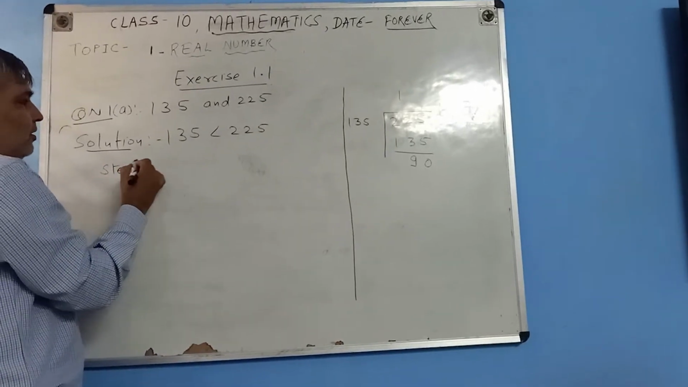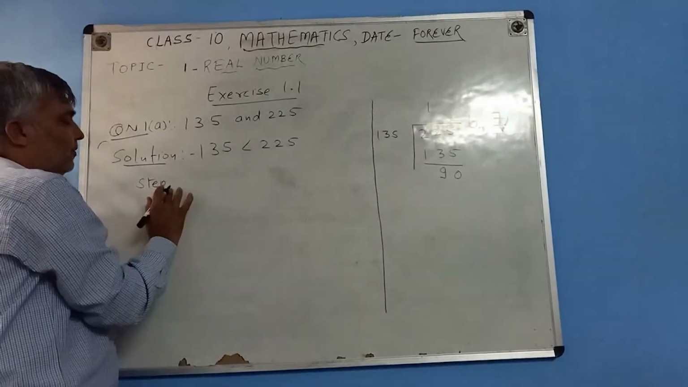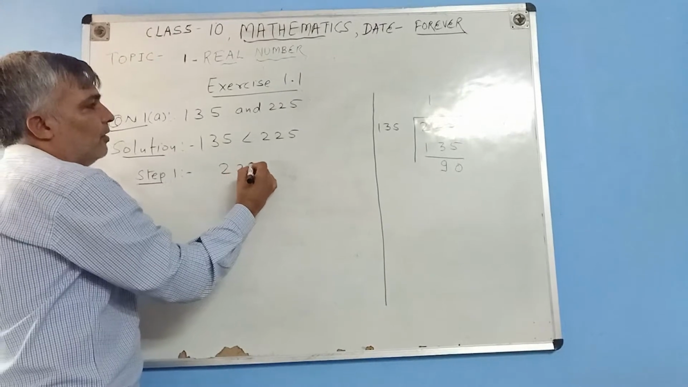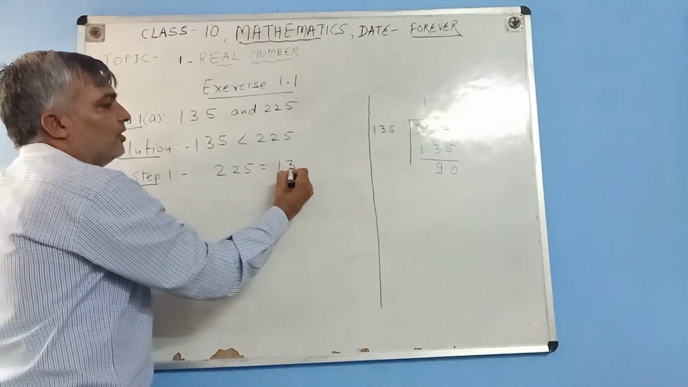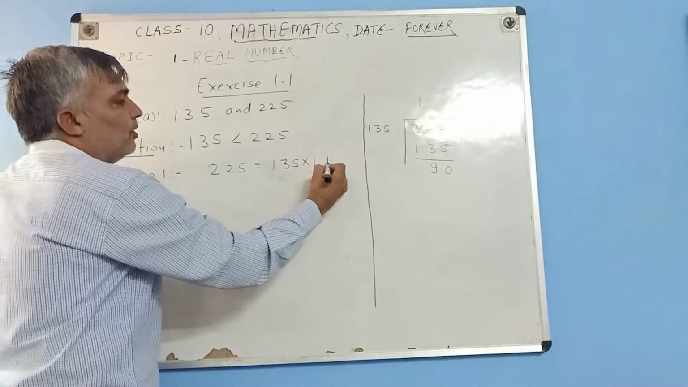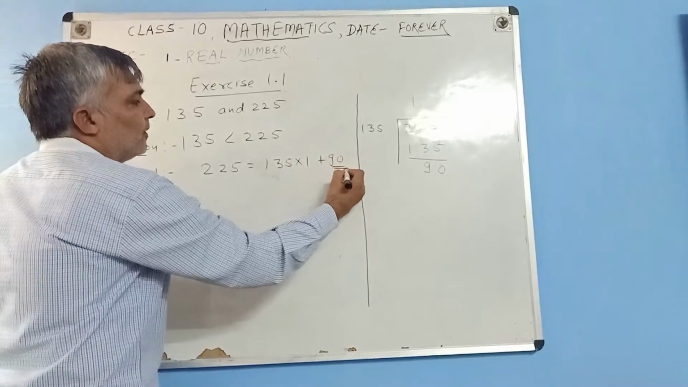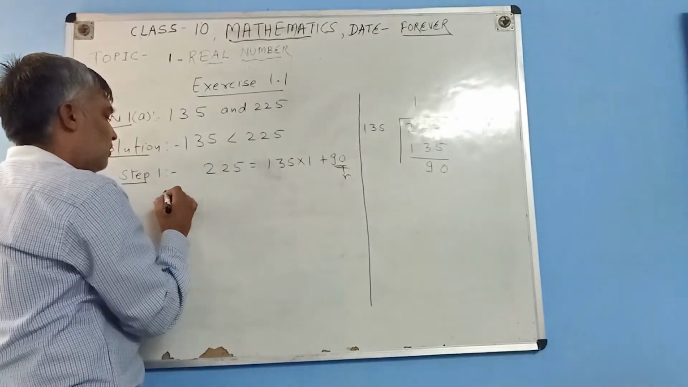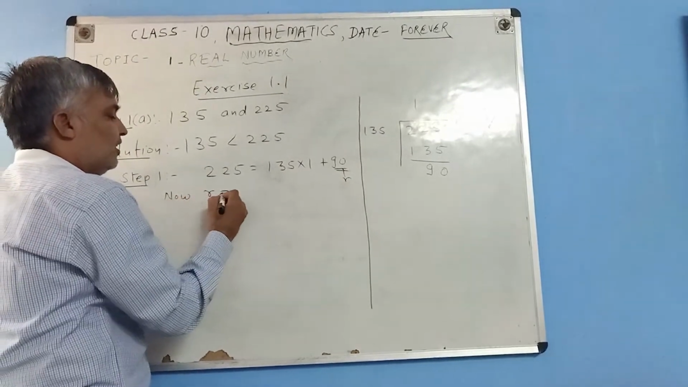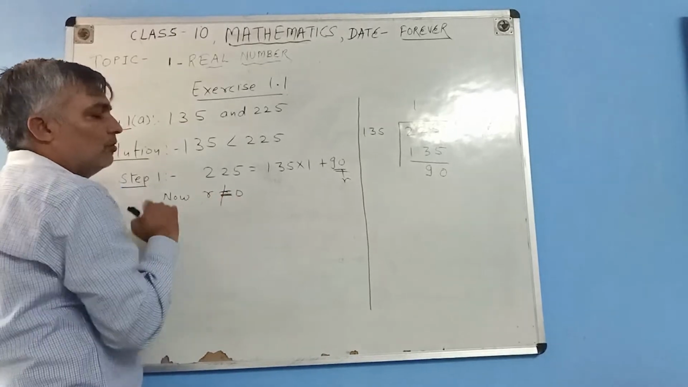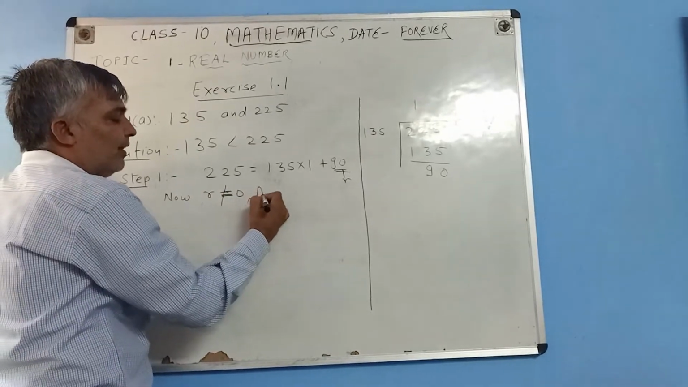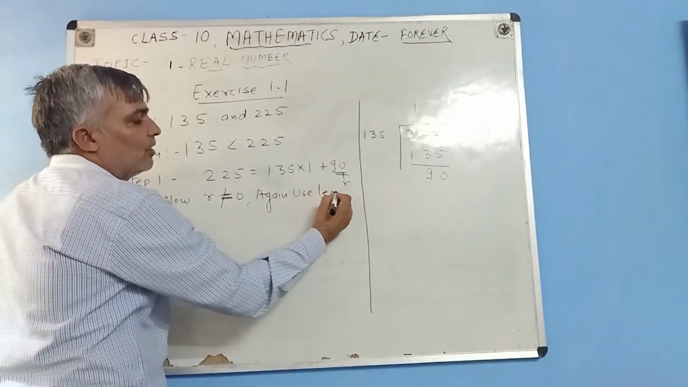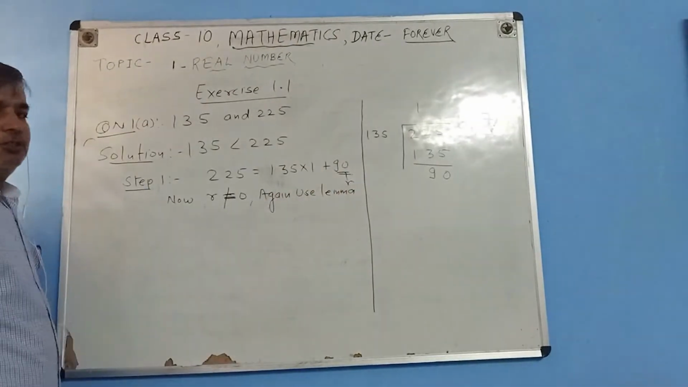Step, this is our step first: 225 equals 135 into 1 plus 90. Left, so this is our R. Now R is not equal to 0. Therefore again use the lemma. We have to again use the lemma if R is not equal to 0.